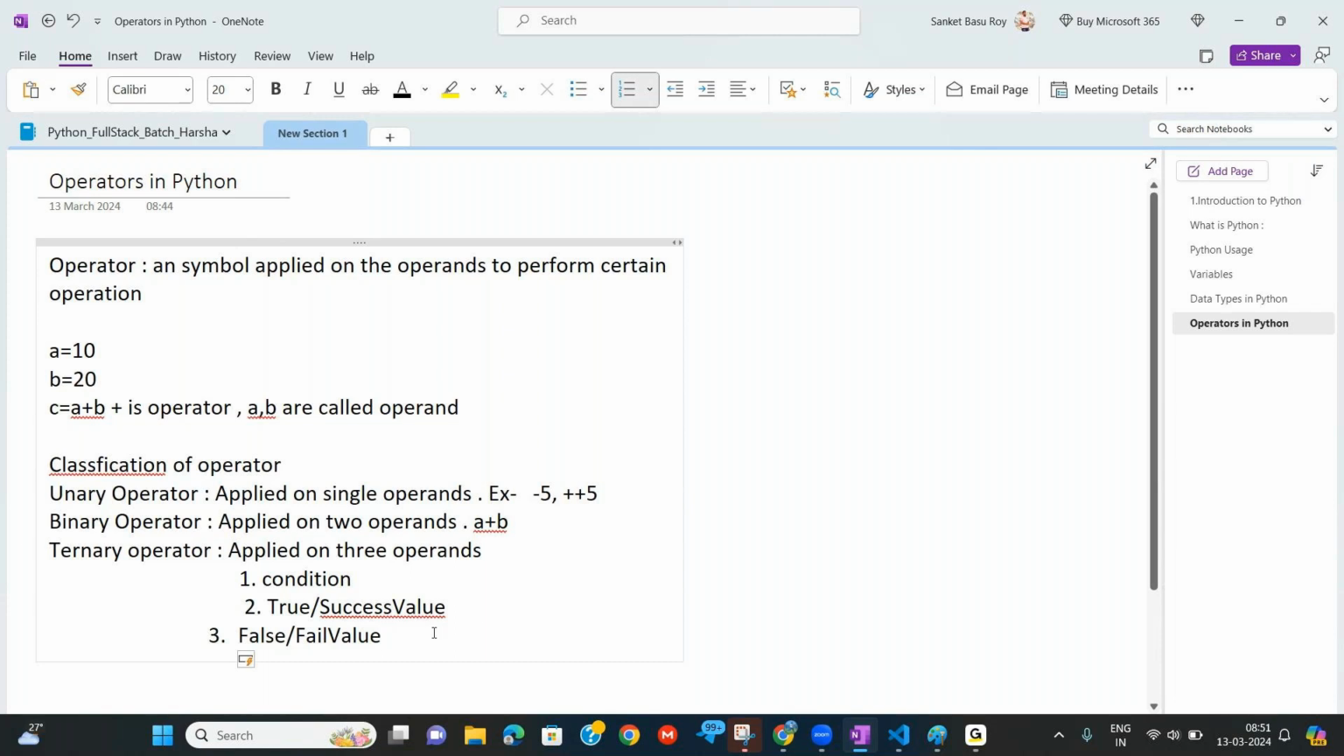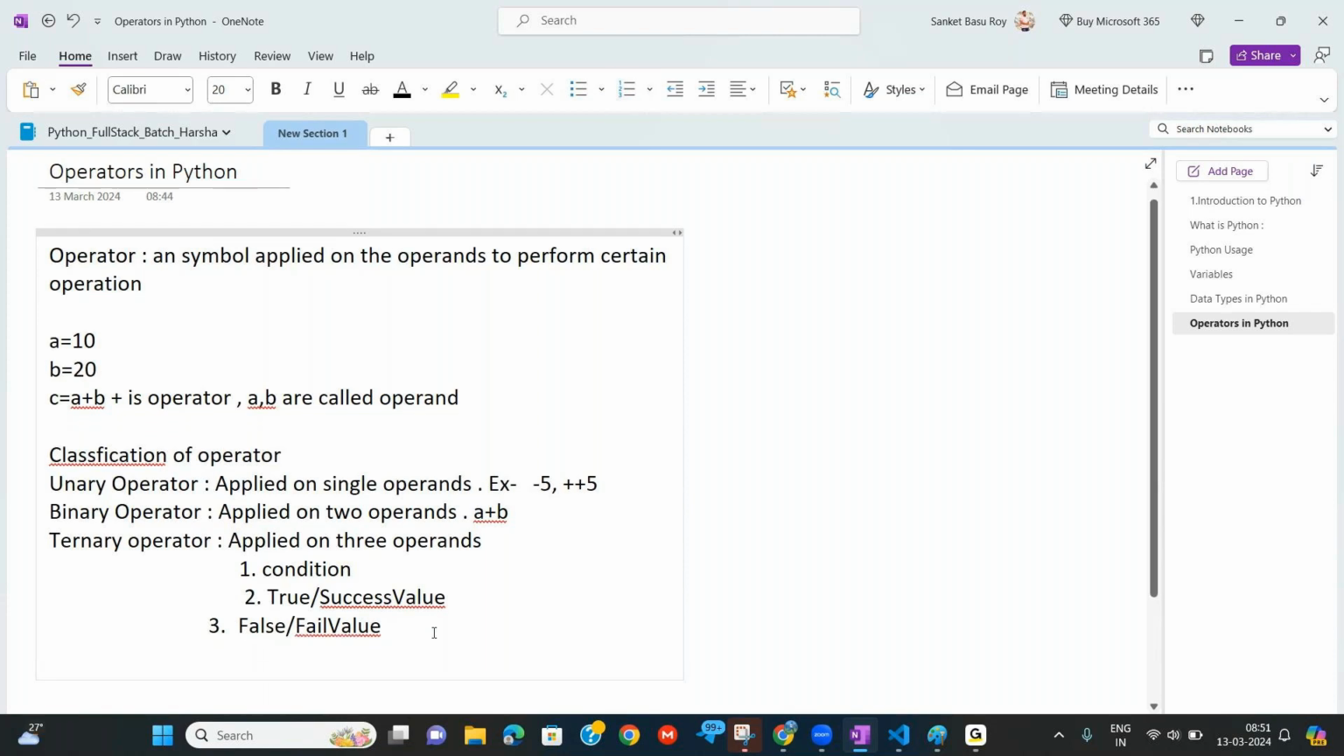So how can I write this? If I'm trying to write it in a syntactical way, I need to write x equal to, first I need to write the true value. Then I need to put the condition with if, else I need to write the false value. This is my syntax.